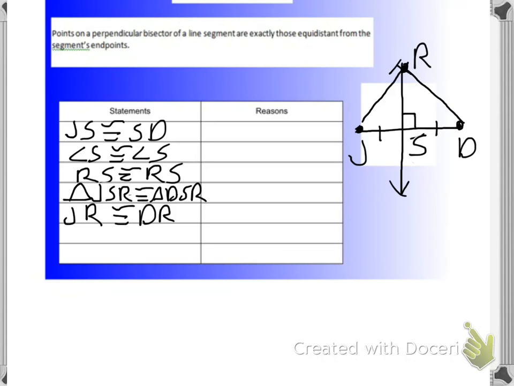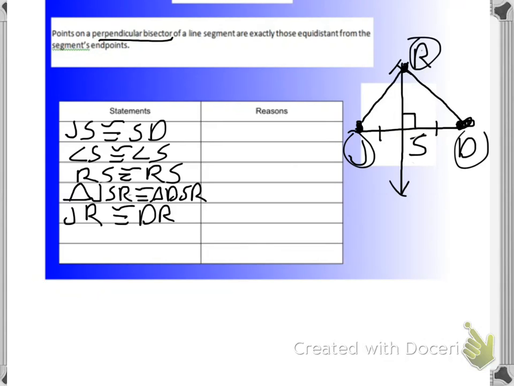Now right here we're going to prove that points on a perpendicular bisector of a line segment are exactly those equal distance from the segment's endpoints. So perpendicular bisector, see we have a perpendicular bisector R coming down through a line segment. We got this line segment right here, JD, and we have bisected it with R, and we're going to prove that RJ here and RD are equal distance.